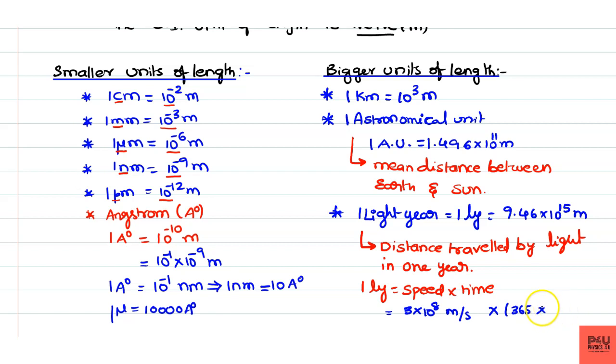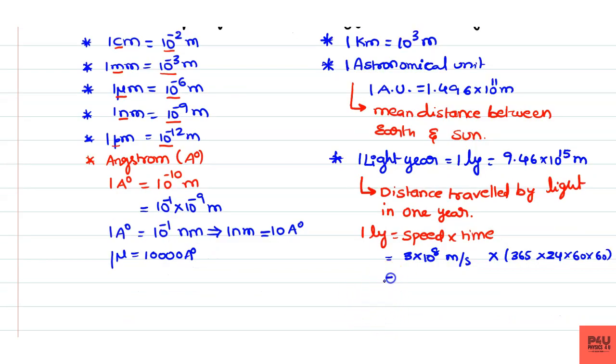Each day consists of 24 hours, each hour consists of 60 minutes and each minute consists of 60 seconds. If you multiply this value, 3 into 10 power 8 into 365 into 24 into 60 into 60, it becomes 9.46 into 10 power 15 meters.